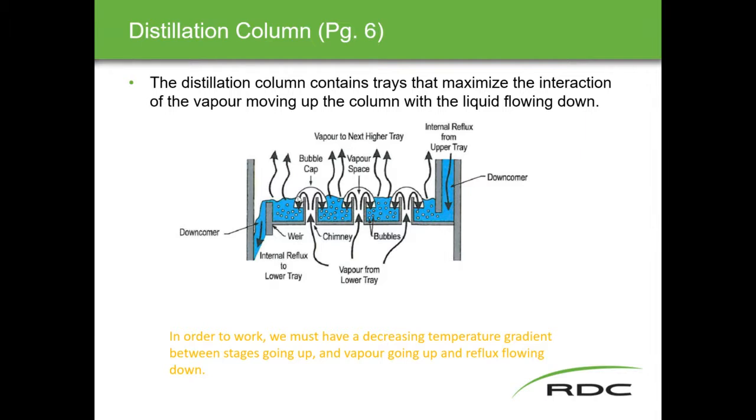Long story short, in order to work, we have to have a decreasing temperature gradient between the stages going up, and we have to have vapor going up, and we have to have reflux coming down in order to maintain our stage temperatures.